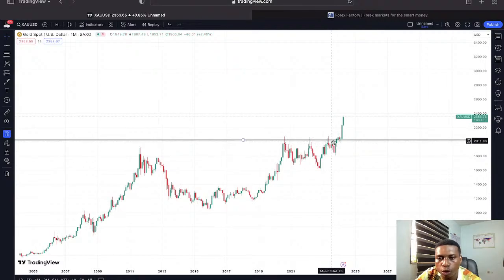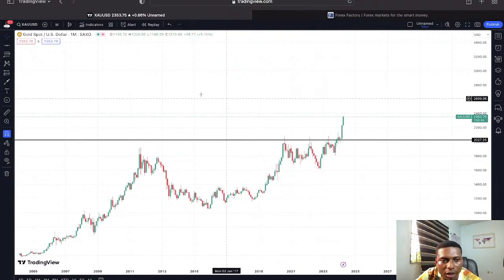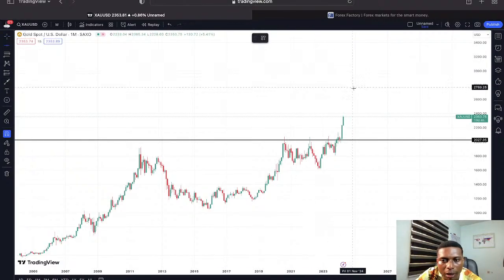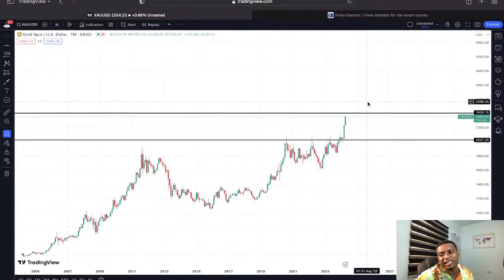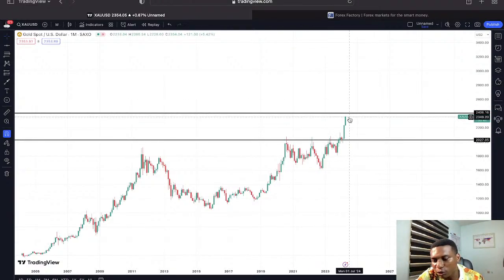So what are we expecting to happen at this level? One of the fundamentals that drives gold is investors' preference for it as a store of value and hedge against inflation. So what do we expect to see happen to gold at this level?